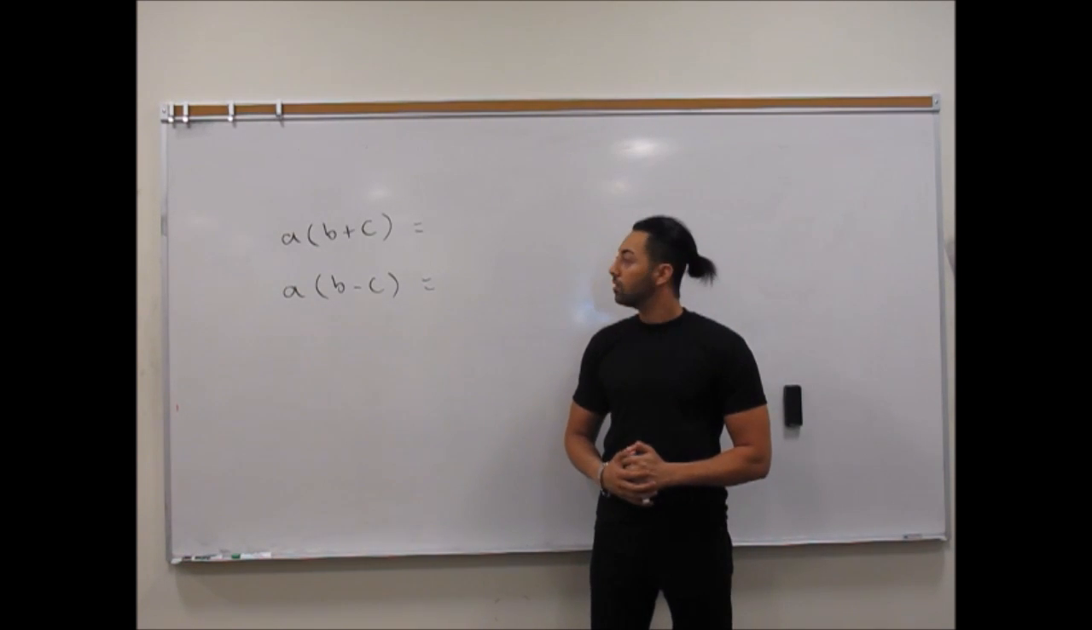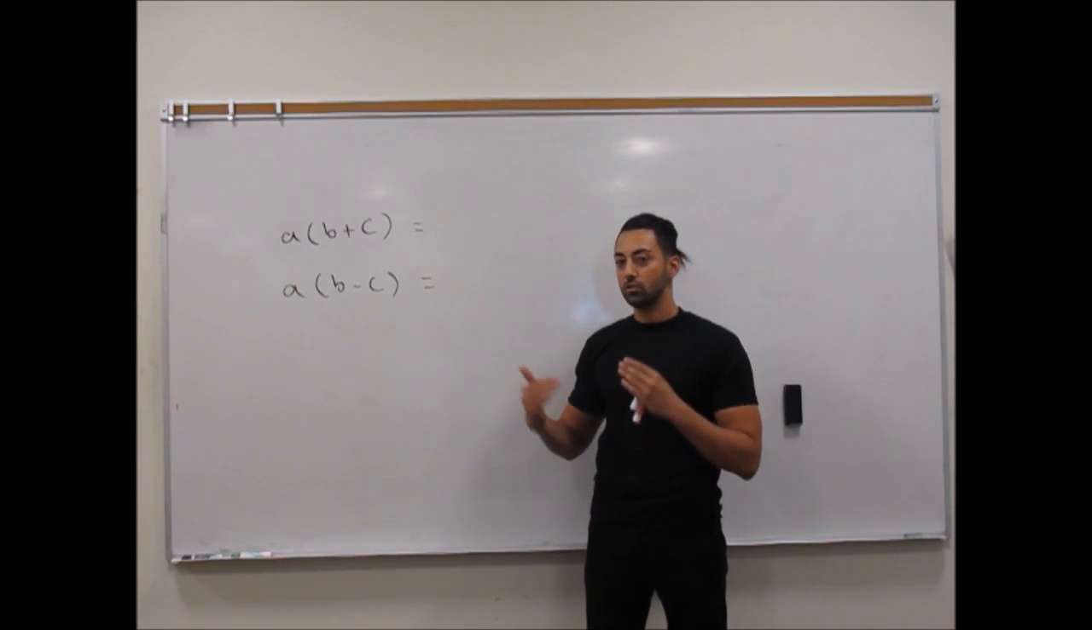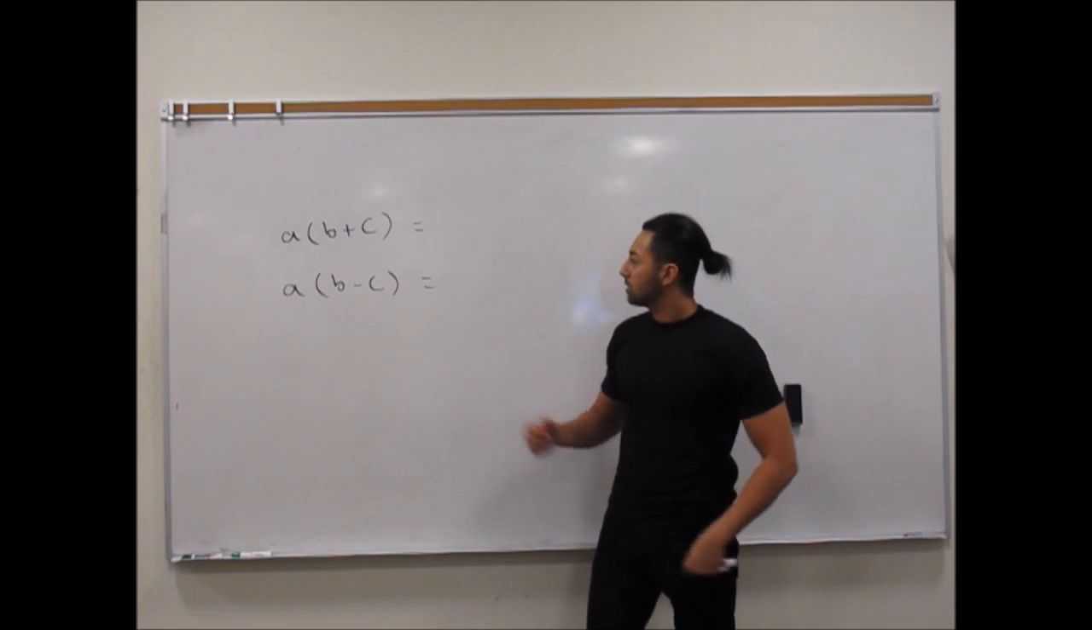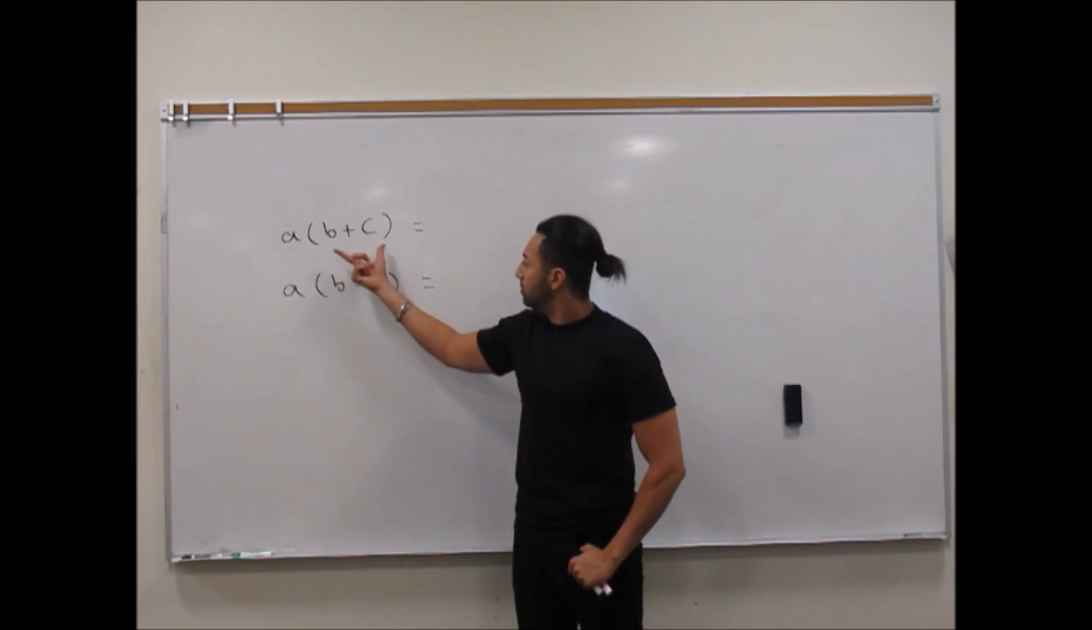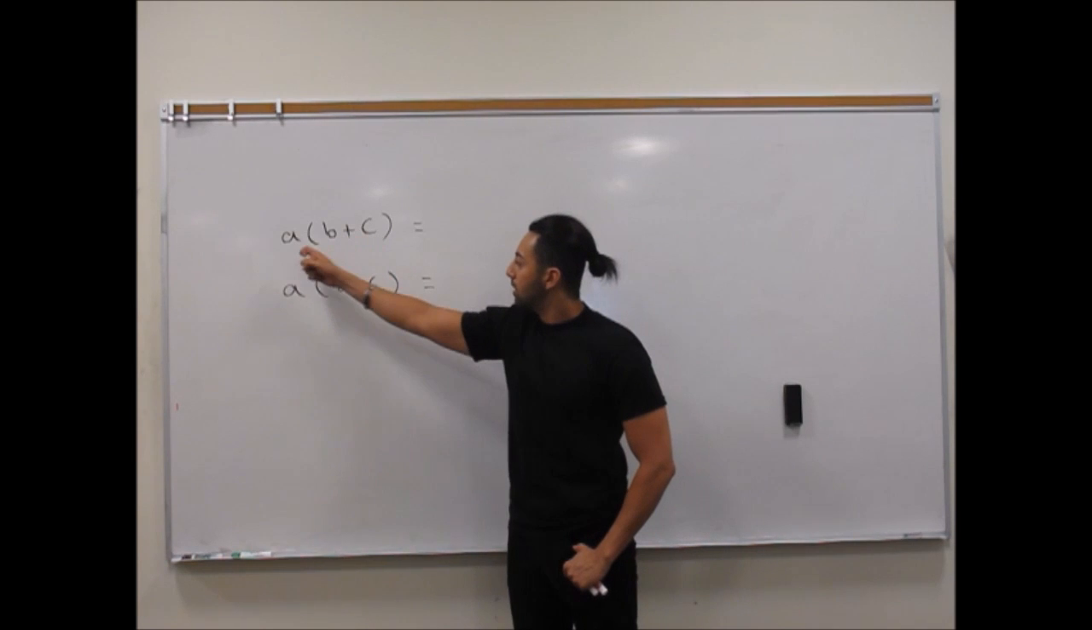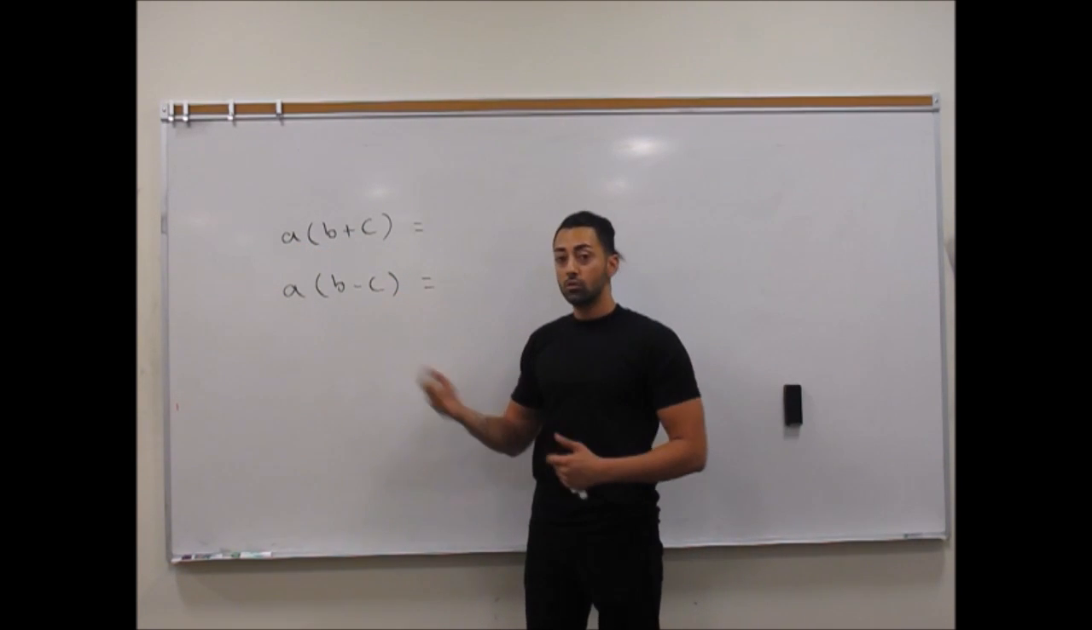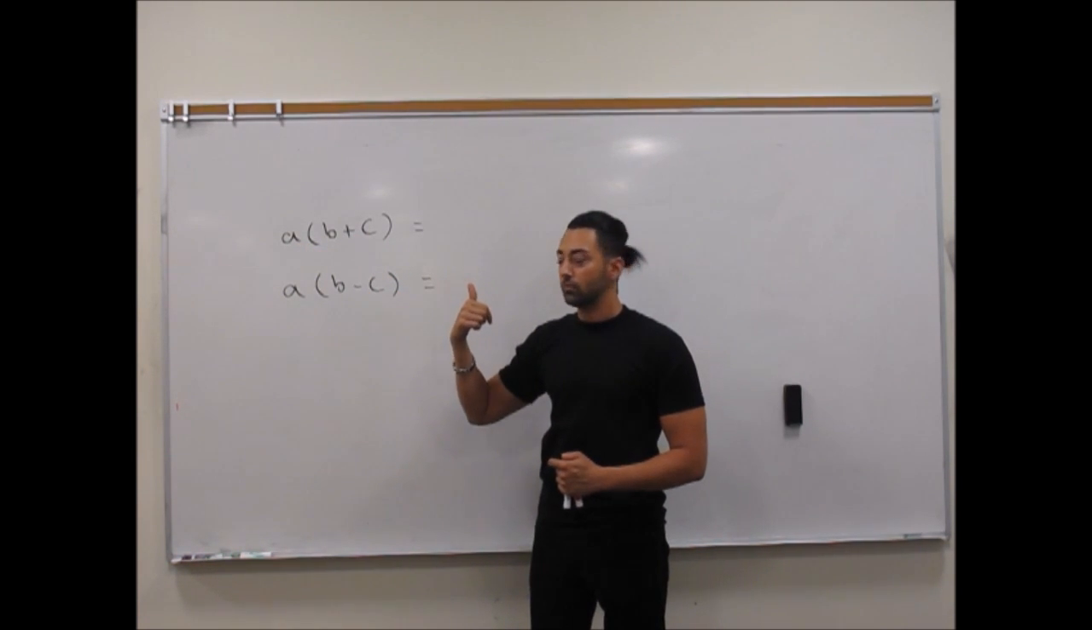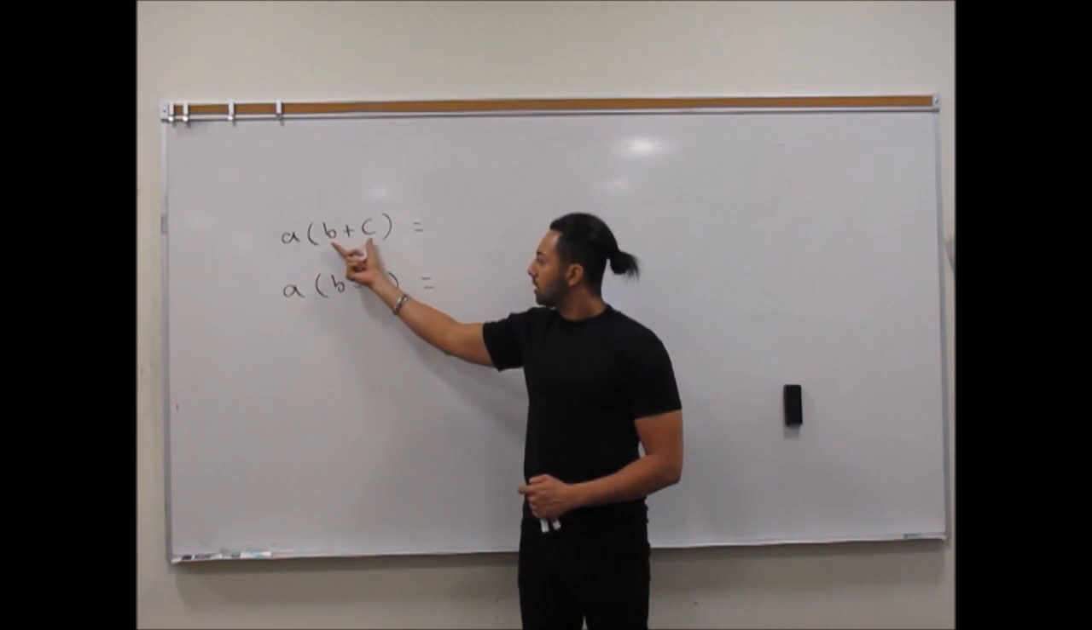Together. But before we do that, let's go ahead and review the distributive property really quick. So let's say you had b plus c inside the parentheses here, and then a outside. So you distribute the a into the parentheses, right? I have a plus case and a minus case.